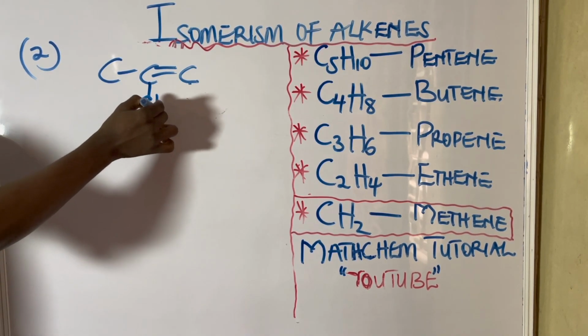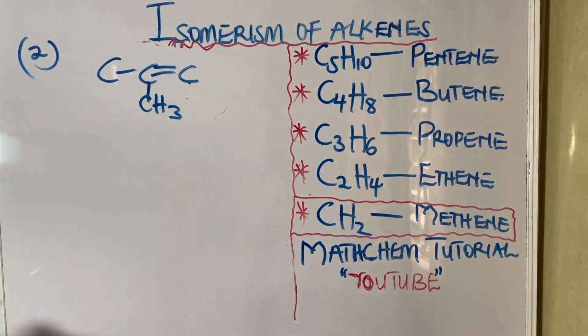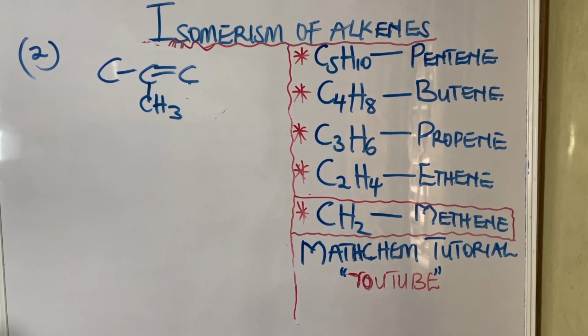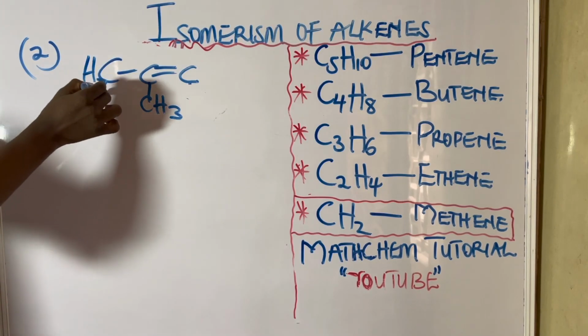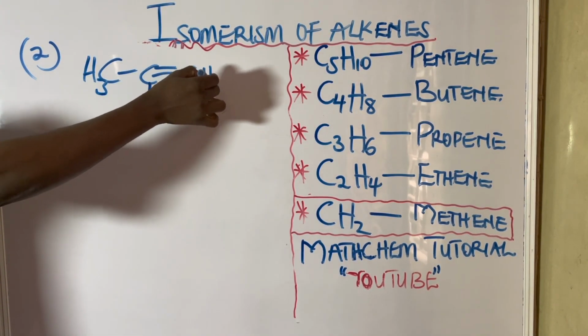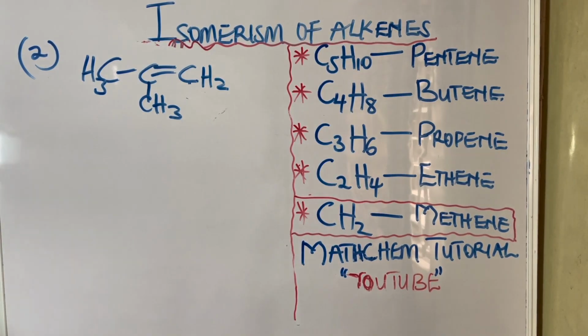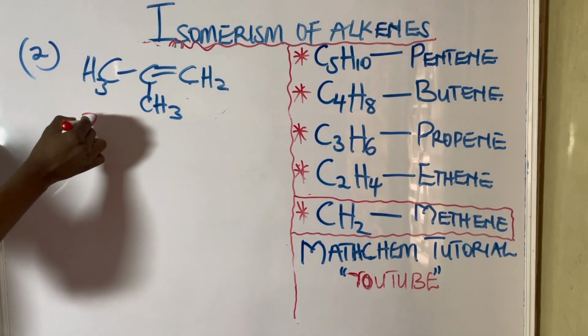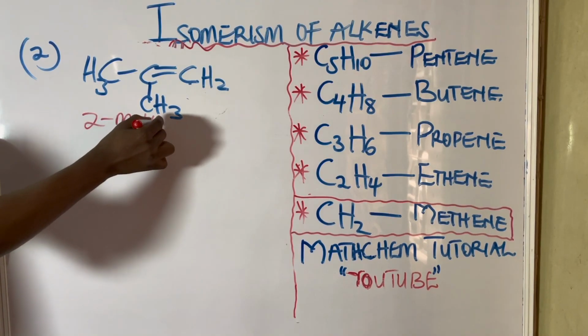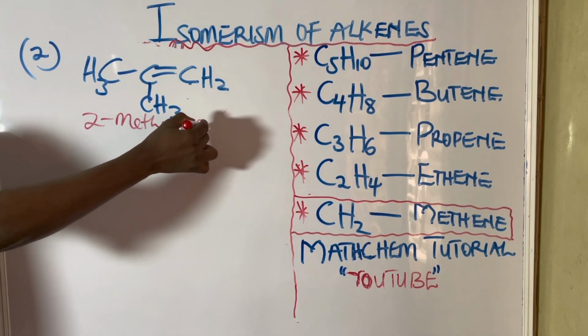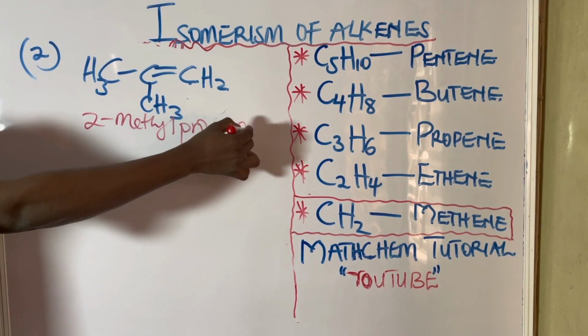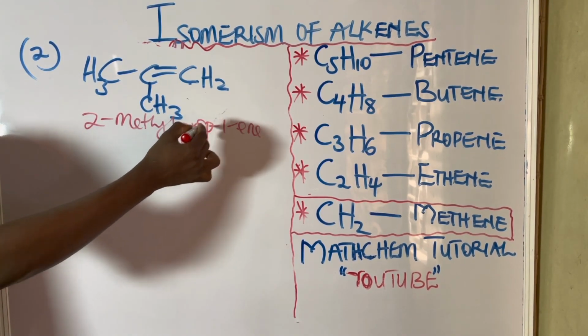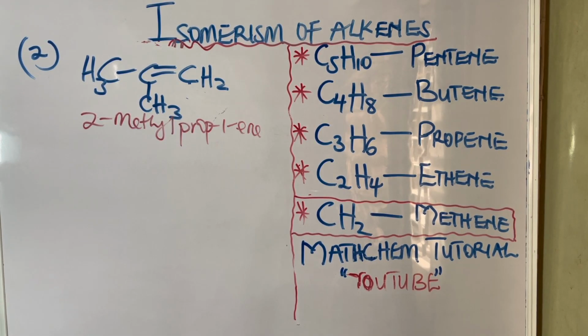What about if I put it here, CH3? This is going to give me 2-methylprop-1-ene. As you can see, if my CH3 is here, then if my CH2 is here, this is 2-methylprop-1-ene. So I have here 2-methylprop-1-ene, or you say 2-methyl-1-propene, or you call it 2-methylpropene.